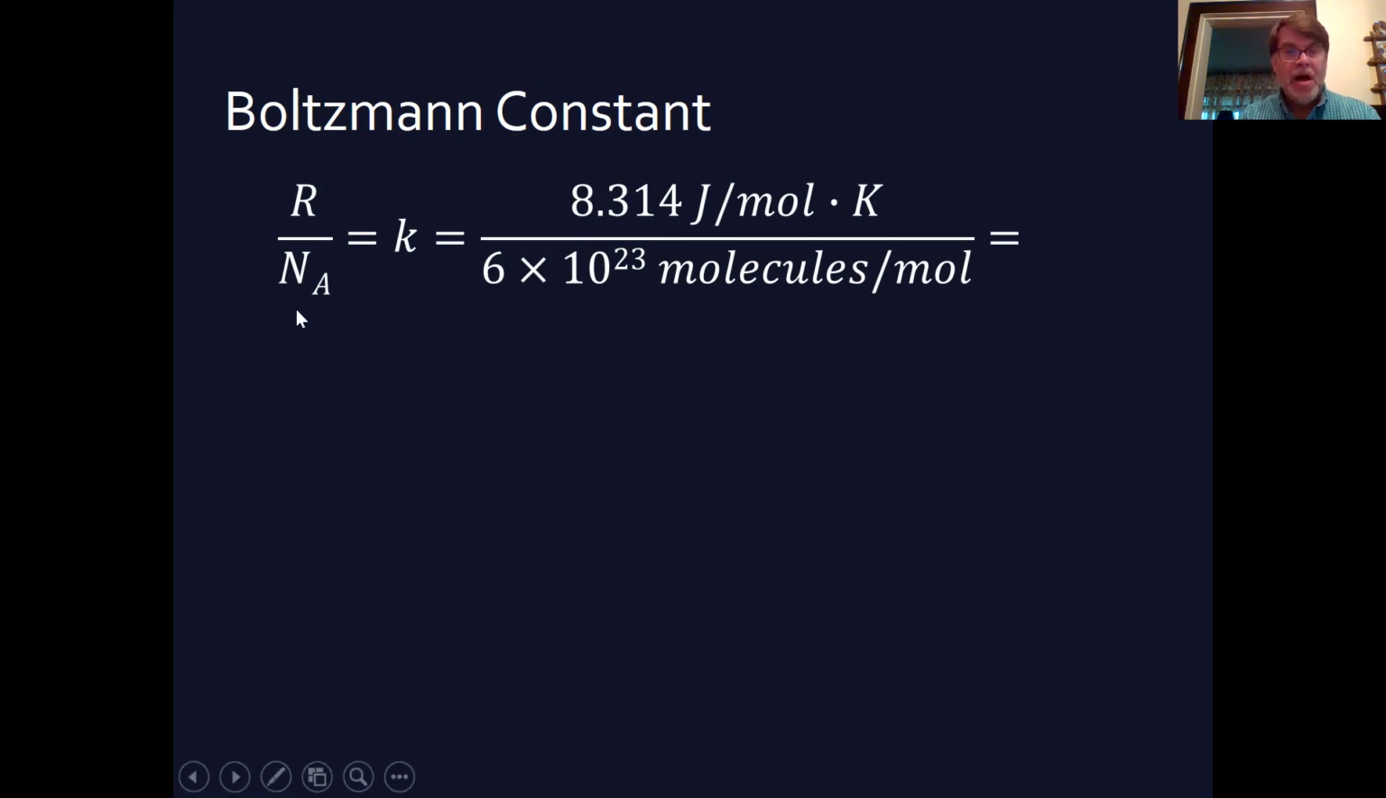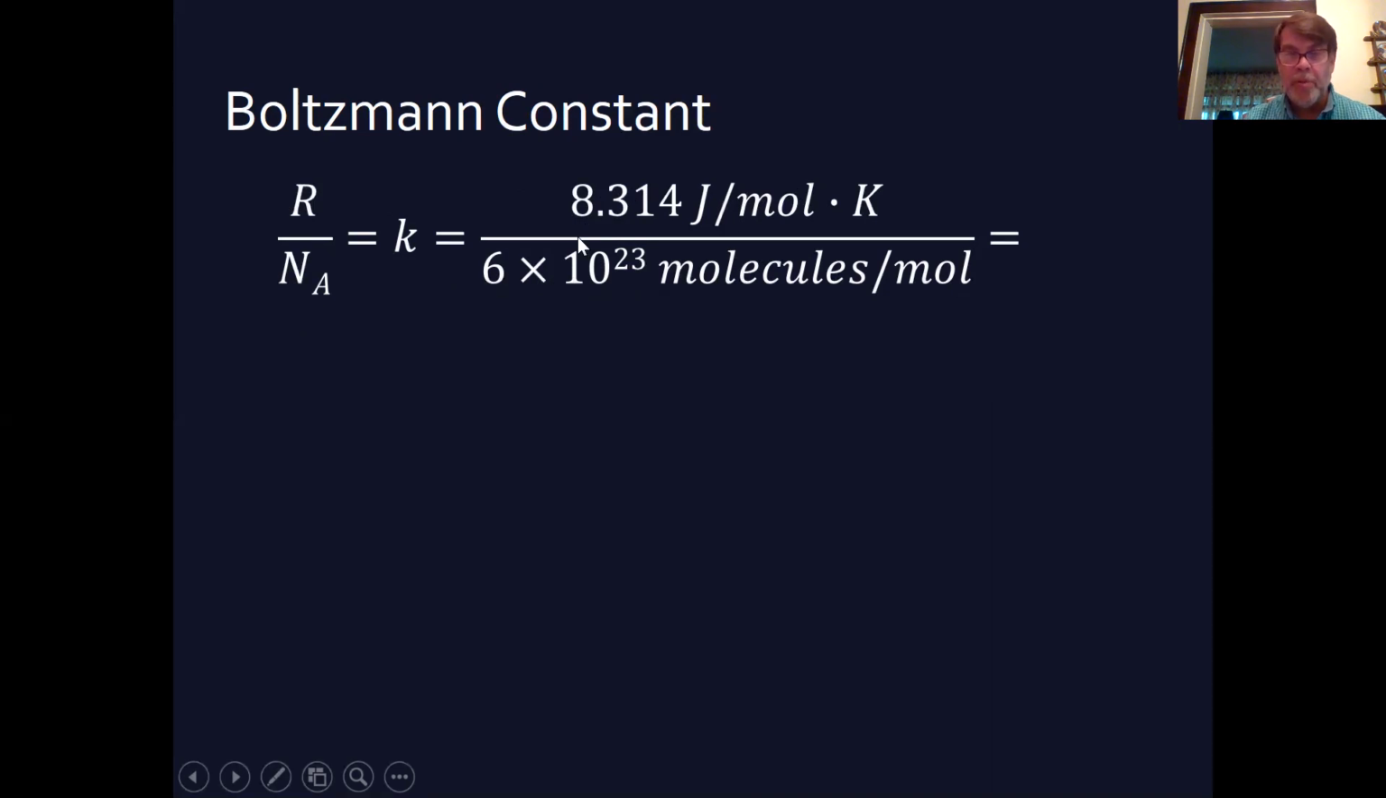But anyway, R over Na is sometimes called the Boltzmann constant. Remember, this is the gas constant in relation to moles. R is 8.3 blah blah blah joules per mole Kelvin, and then Avogadro's number is 6 times 10 to the 23rd molecules per mole.